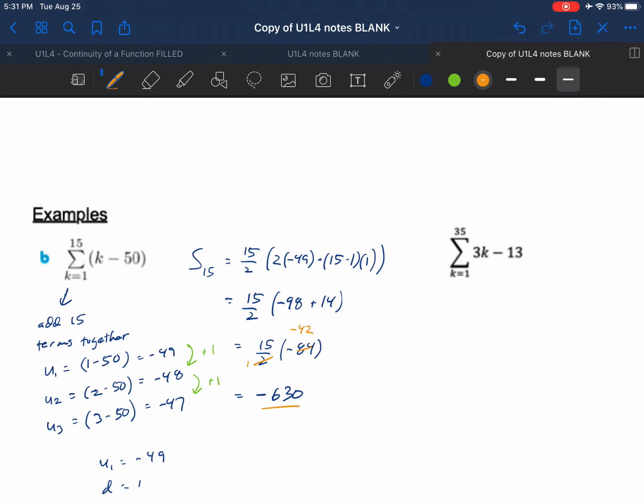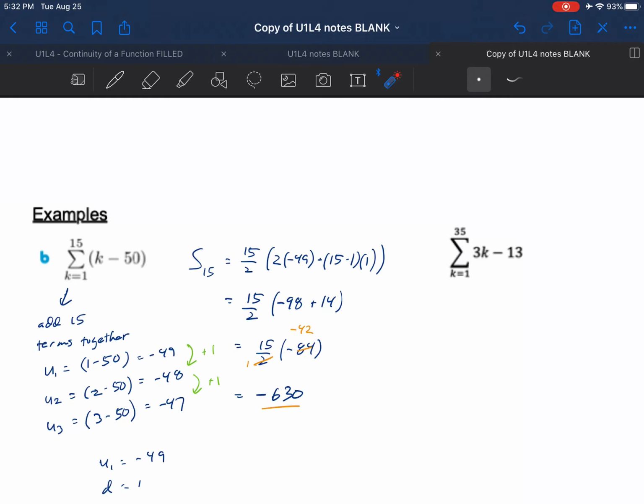Okay, so without really knowing it, this notation says add up an arithmetic sequence starting at -49 with a common difference of 1 and add up the first 15 terms. How do we know that? Because our top number, which is our n value, is 15. So we stop this progression of terms at u sub 15.